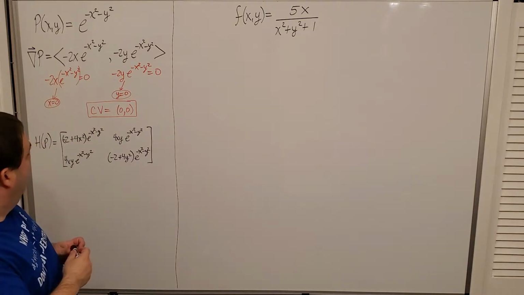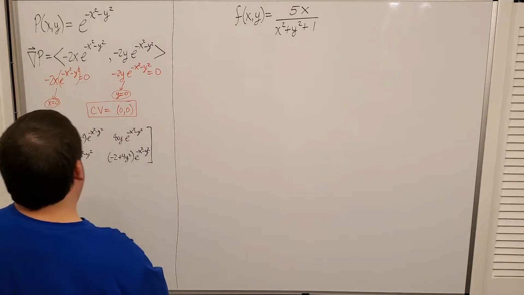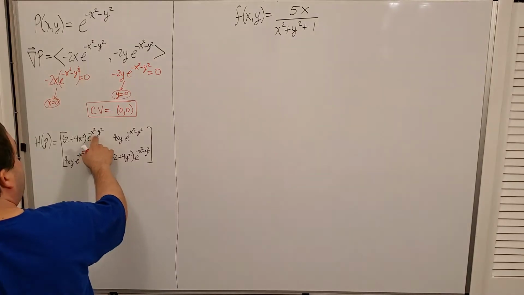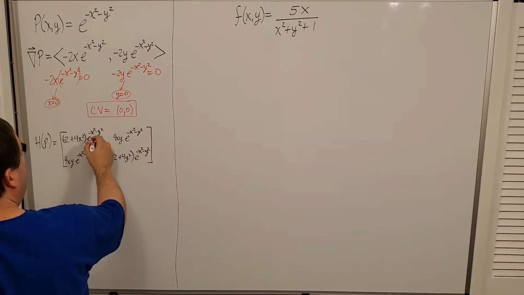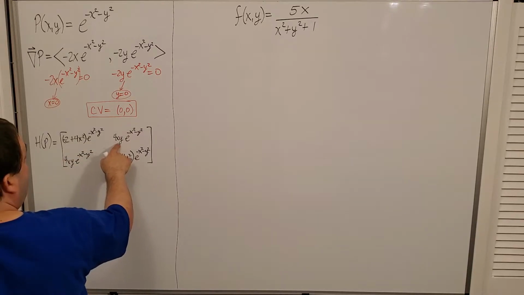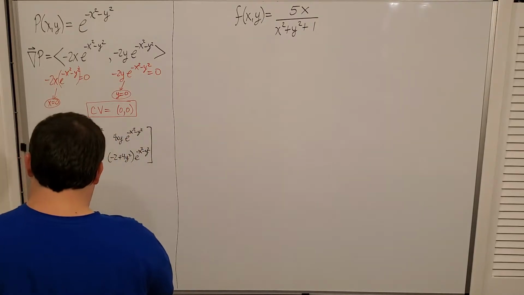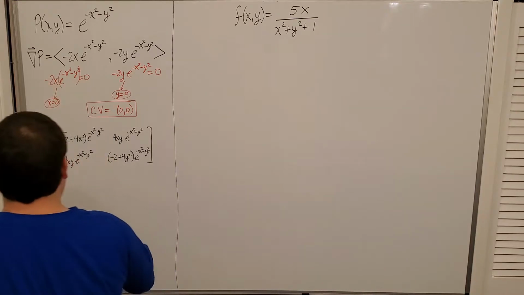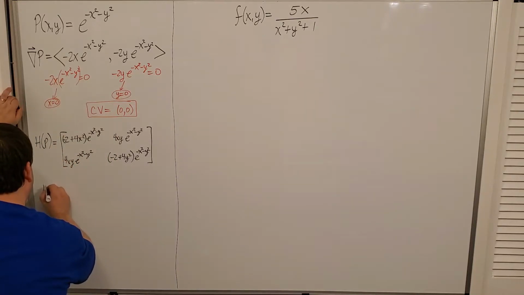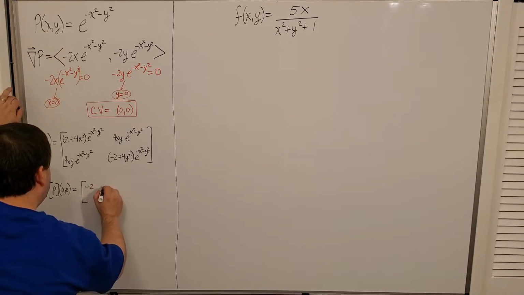Okay? Now, of course, I'm only interested in the point 0, 0, in which case e to the 0 power is just going to give me 1, and then 4 times 0 here, 4 times 0 here, 4 times 0 wipes out both of these, and I'm left with the Hessian matrix at 0, 0. The Hessian of P at 0, 0 is equal to negative 2, 0, 0, negative 2, like this.